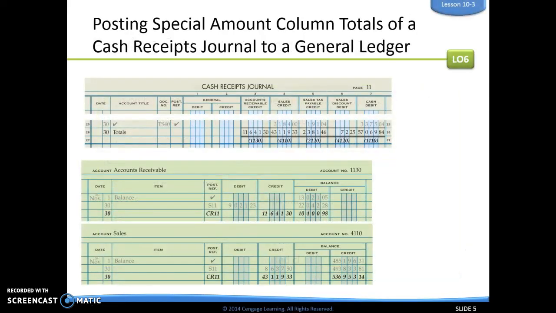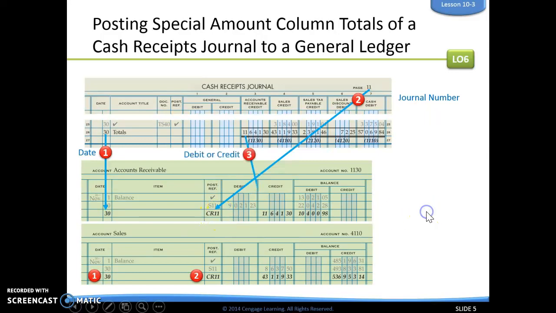Okay, then we're going to post our special amount column totals of a cash receipts journal to a general ledger. So here we're looking at all of these column totals, and we're going to post those totals. So they're just showing us our first two right now. First, we're going to start with our date. Remember, this stands for cash receipts journal, page 11. For the accounts receivable, we're going to credit for that total amount, and sales, we're going to credit for that total amount. Then we need to find our new balances.